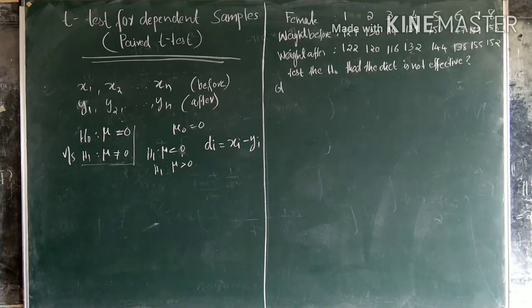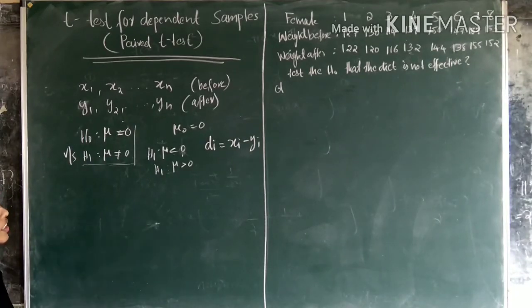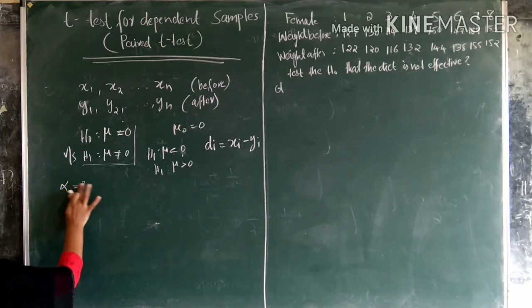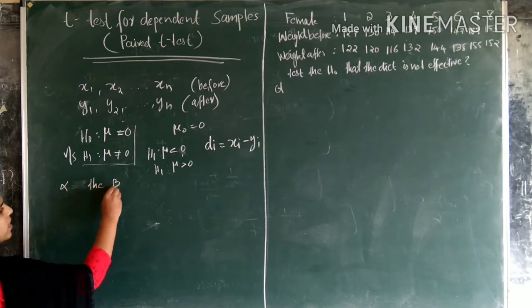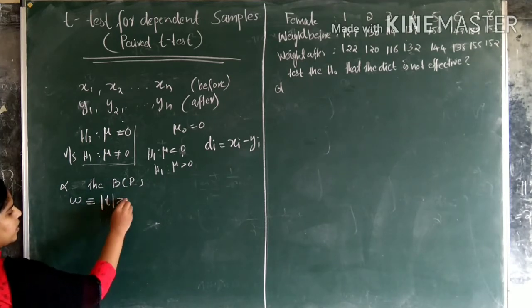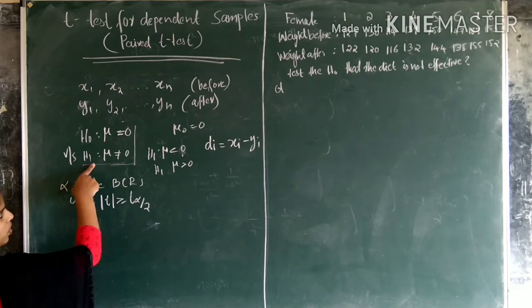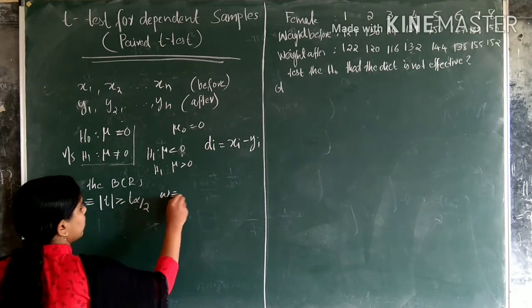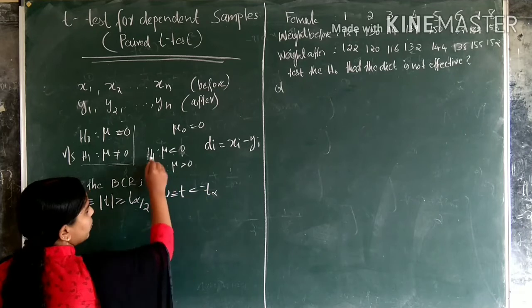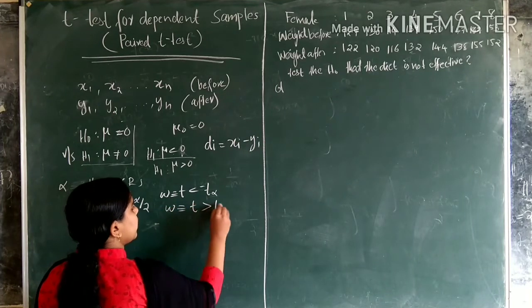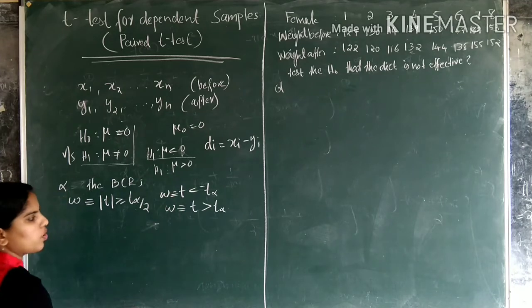Mu not equal to 0. In the corresponding way, the critical regions for the t-test with small samples are: the modulus of t greater than or equal to t alpha by 2, for H1 mu not equal to 0. Then omega is t less than minus t alpha, for mu less than 0. Then omega is t greater than t alpha, for mu greater than mu naught or mu greater than 0.